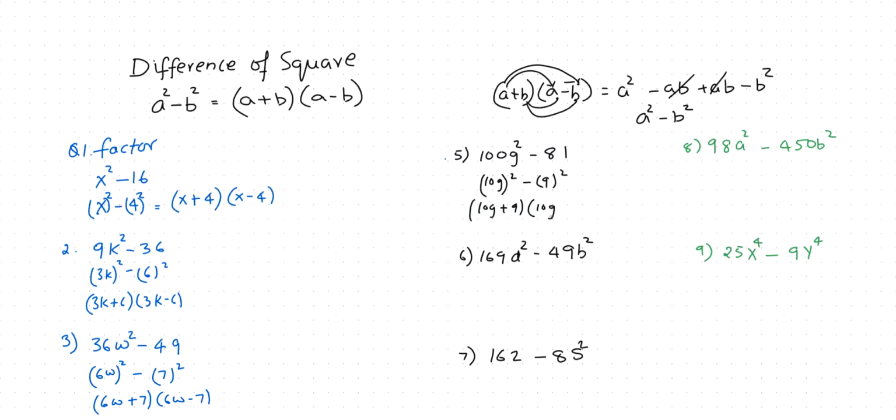Similarly, next, 169d² − 49b². The square root of 169 is 13, so we can write (13d)², minus 49, whose square root is 7, and (7b)². Think of this whole bracket as a and this bracket as b. So the factors will be a + b, so 13d + 7b, and a − b, which is 13d − 7b.